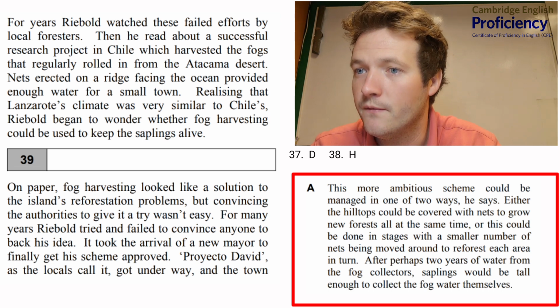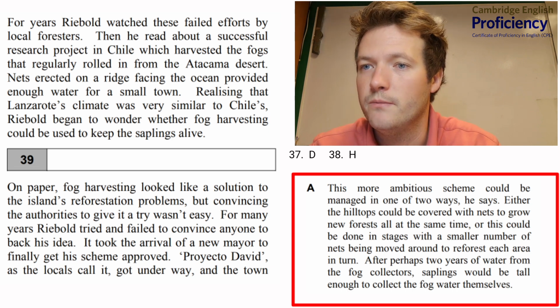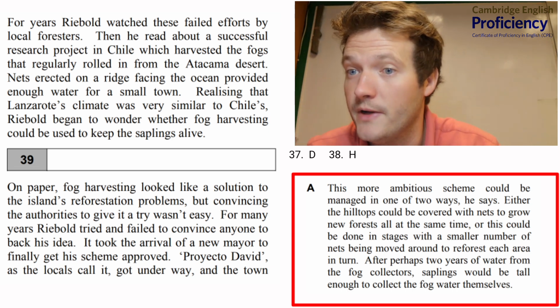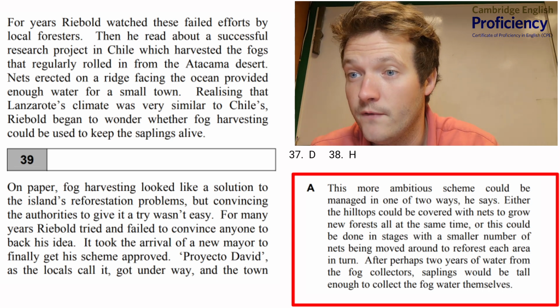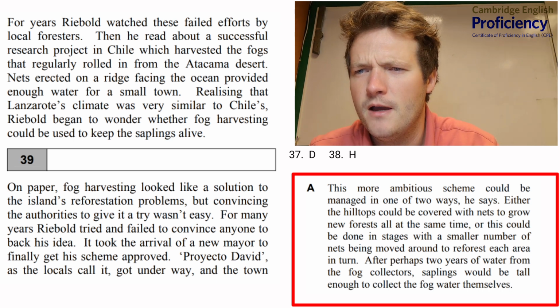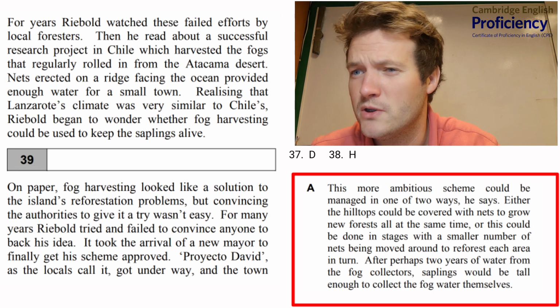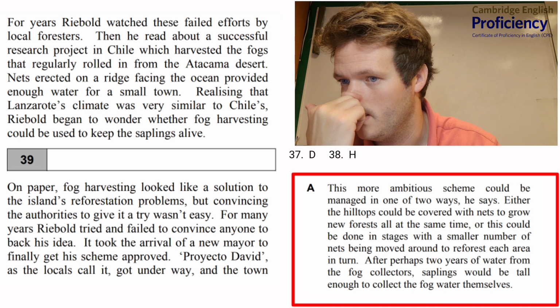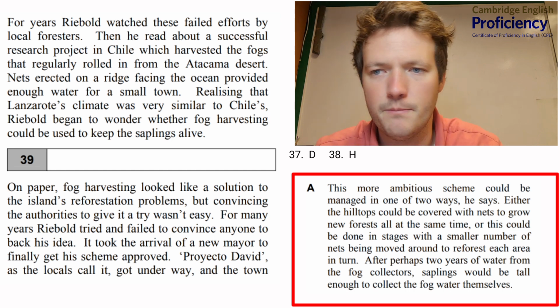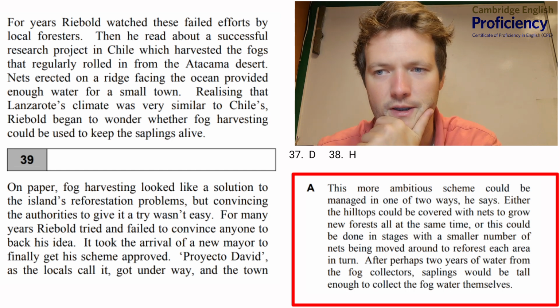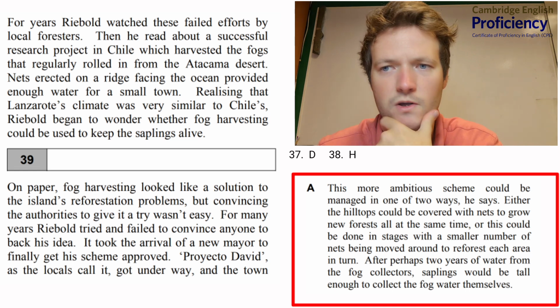Either the hilltops could be covered with nets to grow new forests all at the same time, or this could be done in stages with a smaller number of nets being moved around to reforest each area in turn. After perhaps 2 years of water from the fog collectors, saplings would be tall enough to collect the fog water themselves. Okay, so it goes into the plan a little bit. So it could be A. Let's have a look.